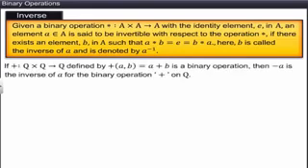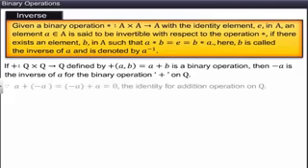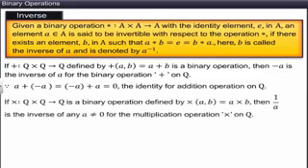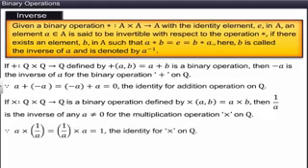If we again consider the addition operation on Q, then -A is the inverse of A for the binary operation plus on Q. This is because A plus of -A is equal to -A plus A is equal to 0, which is the identity for the addition operation on Q. Similarly, if we consider the multiplication operation on Q, then 1 upon A is the multiplicative inverse of A for the binary operation into on Q. This is because A into 1 upon A is equal to 1 upon A into A is equal to 1.